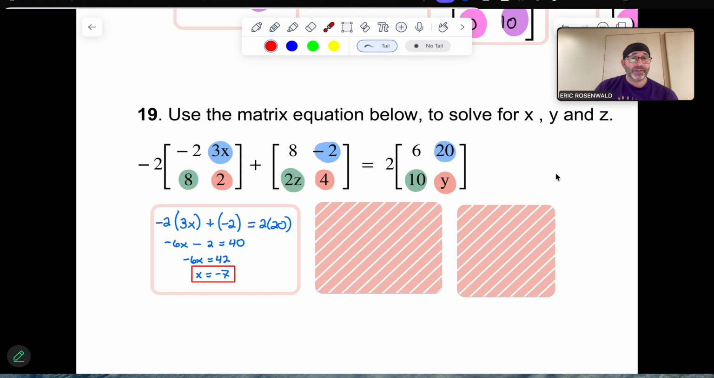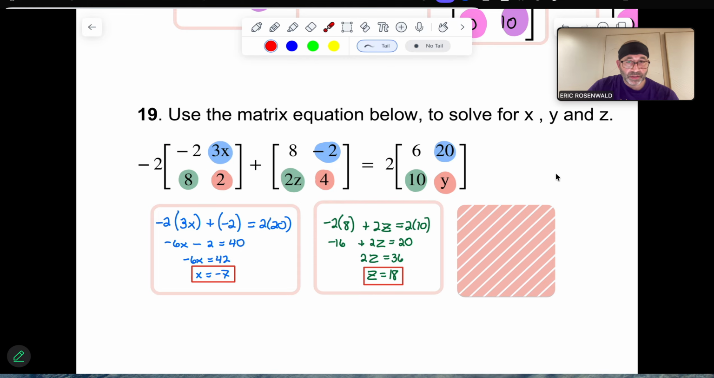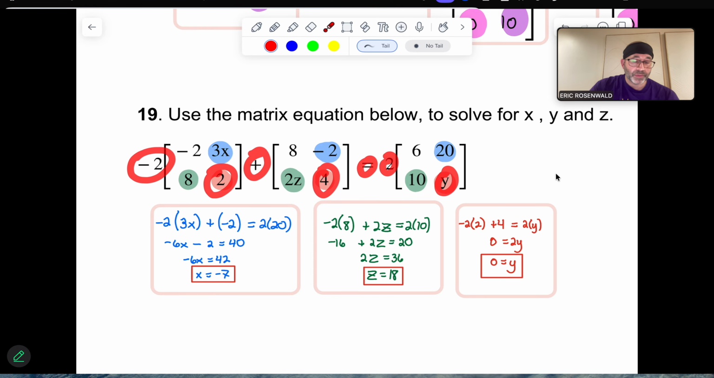Let's do this again. This time let's go ahead and do it for the green stuff here. So we're going to take the negative 2 and the 8 plus the 2z, and that's going to equal 2 times 10. And there's your second equation that we're setting up. And for the last one, we're going to have negative 2 times 2 plus 4 is going to equal 2y. Set that up over here, and then solve for y.